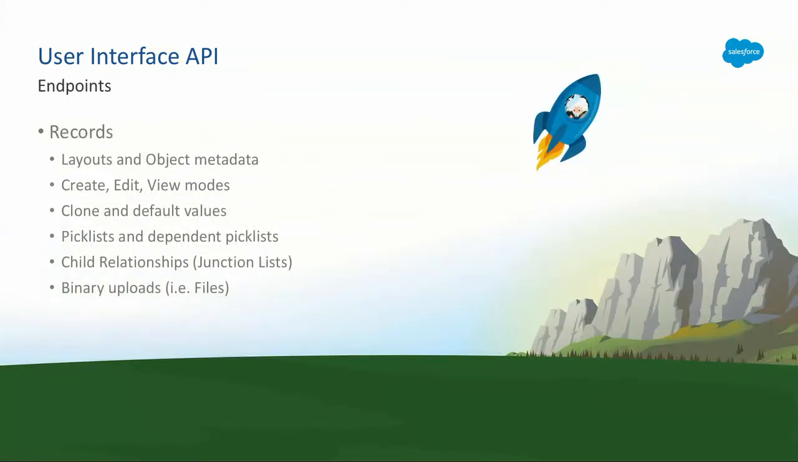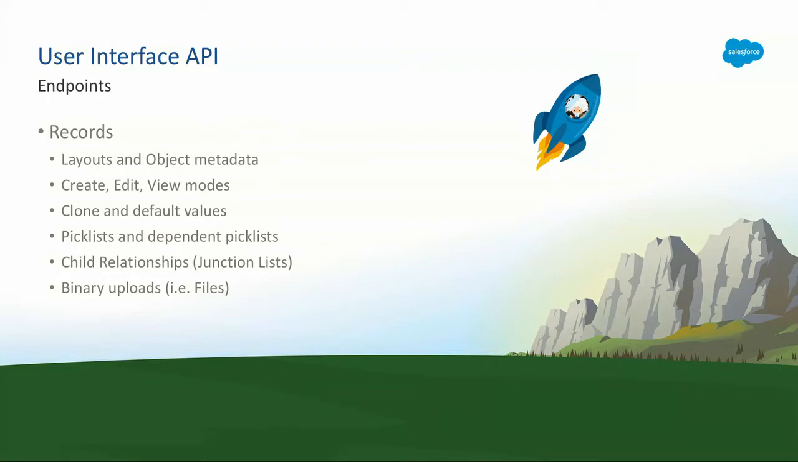So the user interface API has all kinds of different endpoints that you can use. Probably the biggest one is for records, layouts, and object metadata. That's the main one I always use. So you get all the metadata for the layouts as well as the record data. Like I said, you get those different types: create, edit, and view modes, and you can switch between those. It supports clone and default values. That's all out of the box. So everything that you configure on Salesforce itself can come through the API.